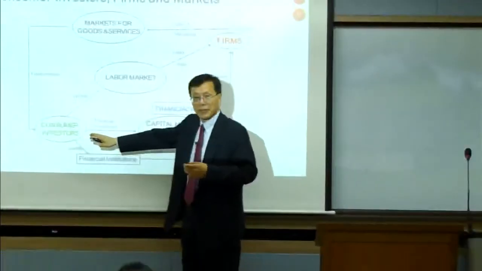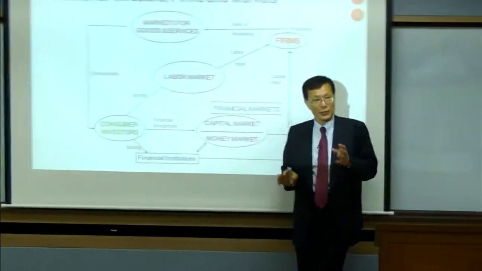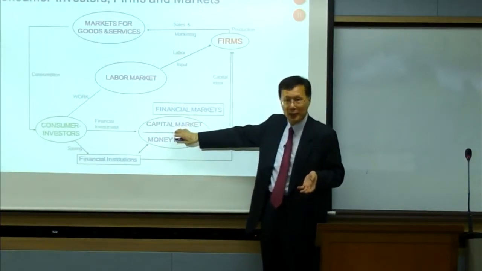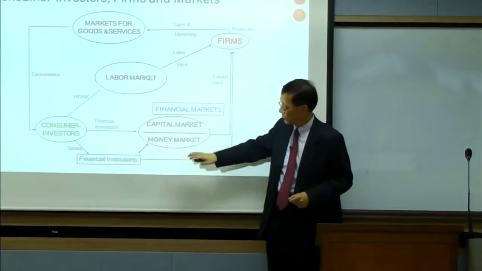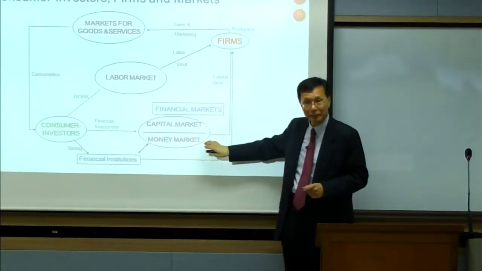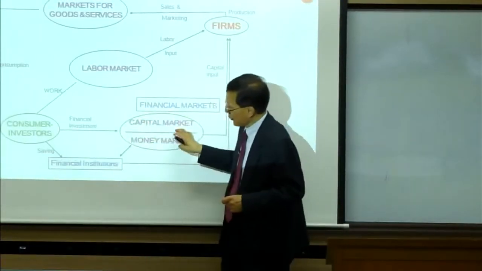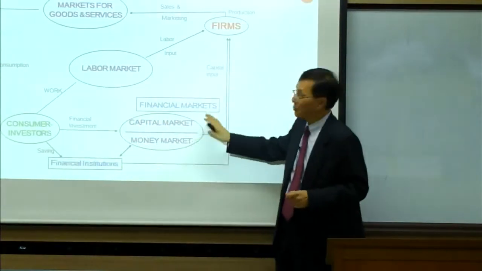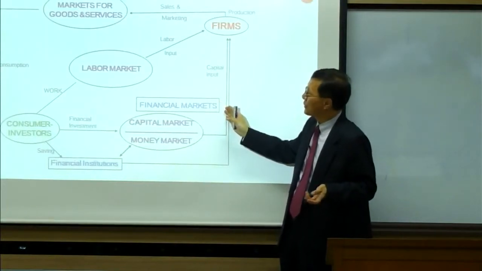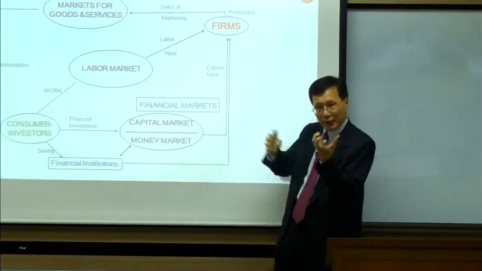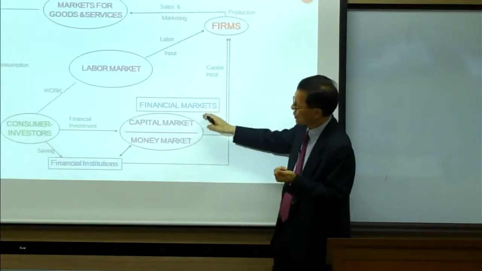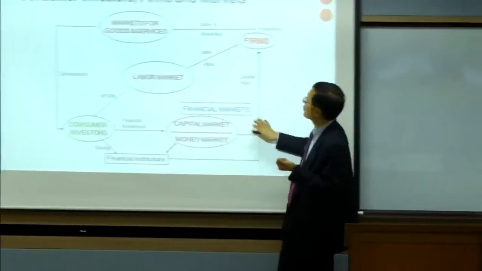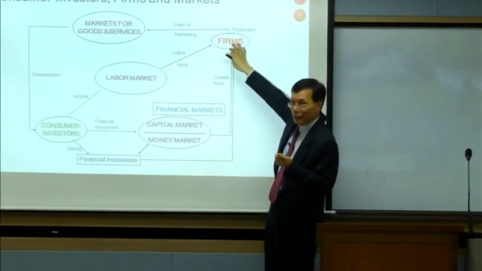Consumer investors can make investments in financial instruments directly by buying bonds and stocks in the capital market, or buying short-term financial instruments from the money market. So all these markets, together with financial institutions, are called financial markets. And financial markets is the mechanism which channels consumer investors' investment and savings into investment into the firm.